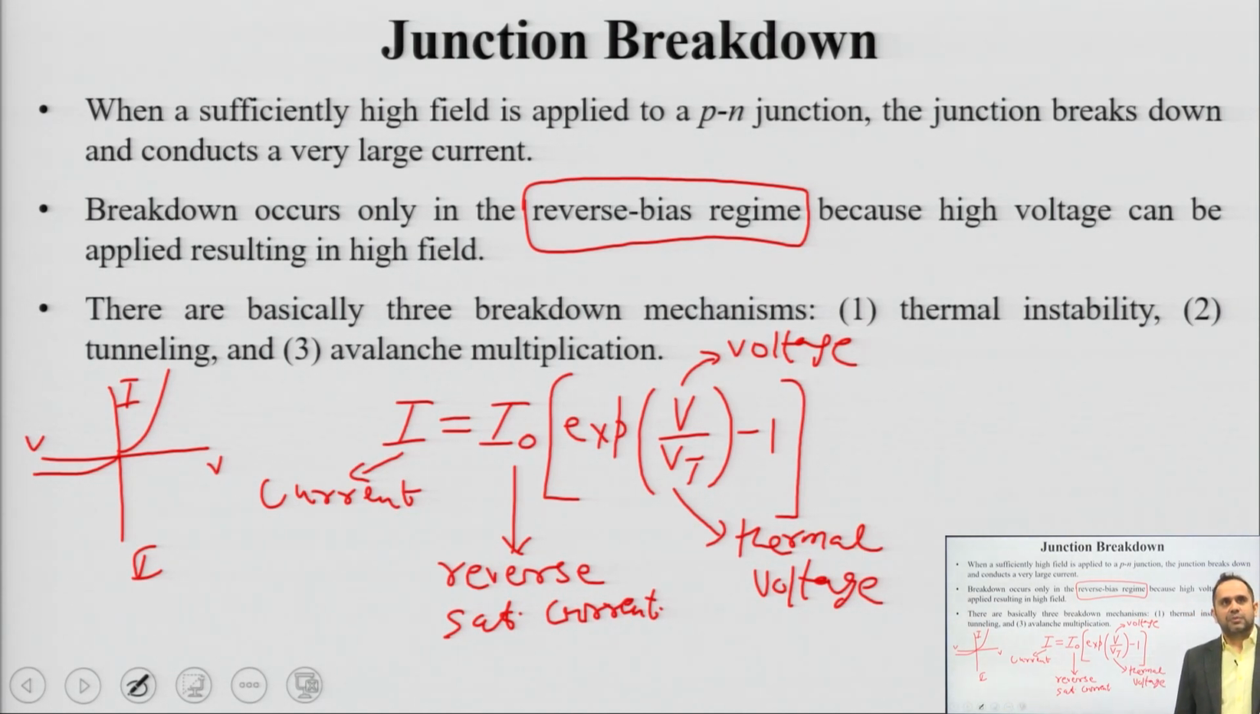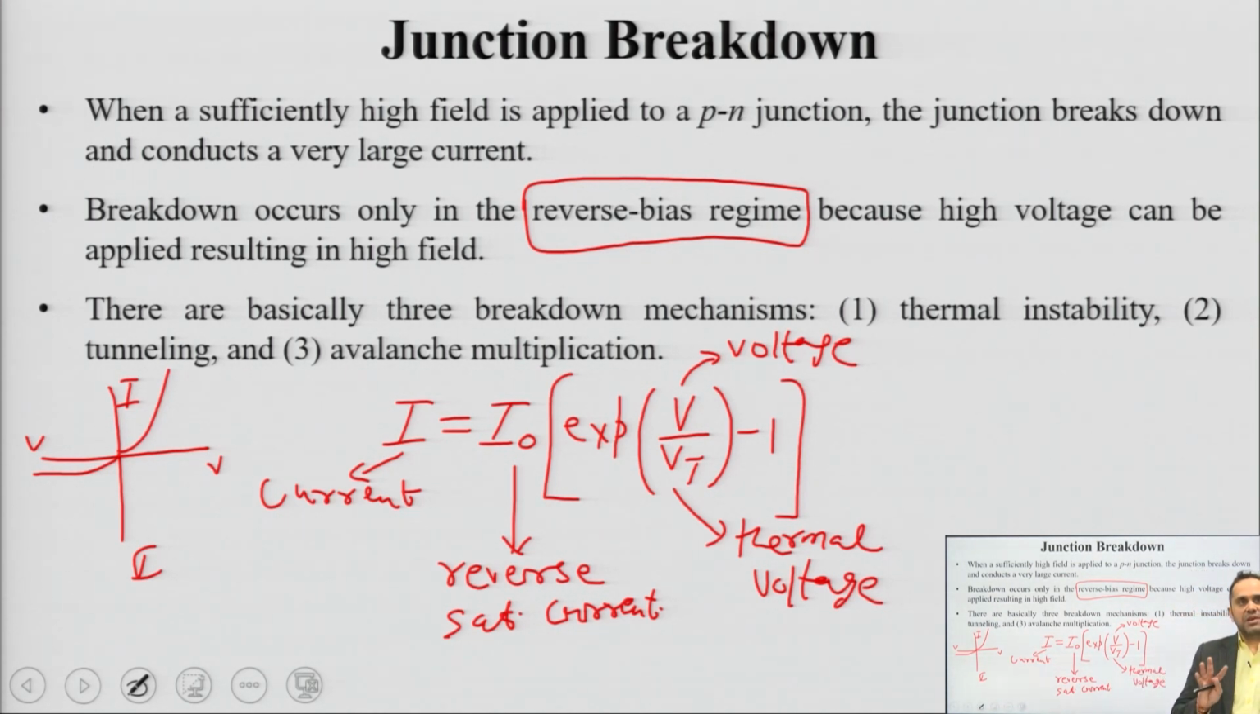Why? Because breakdown is associated with very large current. In the reverse bias, we want zero or almost nothing current. Okay. So, this is undesirable during reverse bias only. So, whenever we say junction breakdown or diode breakdown or PN junction breakdown, we are referring to the reverse bias operation. Okay.